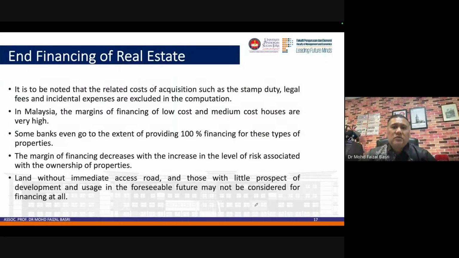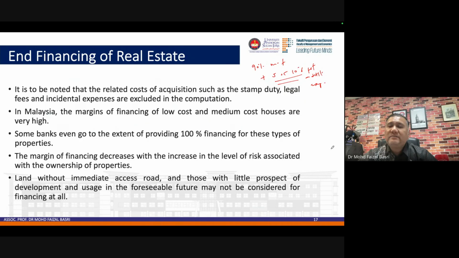Okay, so some of this I already mentioned earlier. Kindly note that there are some additional costs when you want to buy a house, and for some, this additional cost can be included in your financing as well. Okay, so that's why sometimes even with 90% MOF, the bank will give an additional 5 or 10% to cover the stamp duty, legal fees and other expenses.